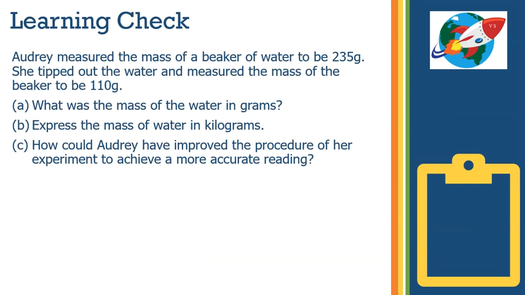All right, so let's do one final learning check before we get to the end of our lesson today. Here is a problem. Audrey measured the mass of a beaker of water to be 235 grams. She tipped out the water and measured the mass of the beaker to be 110 grams. A. What was the mass of the water in grams? B. Express the mass of water in kilograms. And C. How could Audrey have improved the procedure of her experiment to achieve a more accurate reading? So pause the video now and do these answers to your questions in your notebook. When you're ready to check the answers, restart the video.